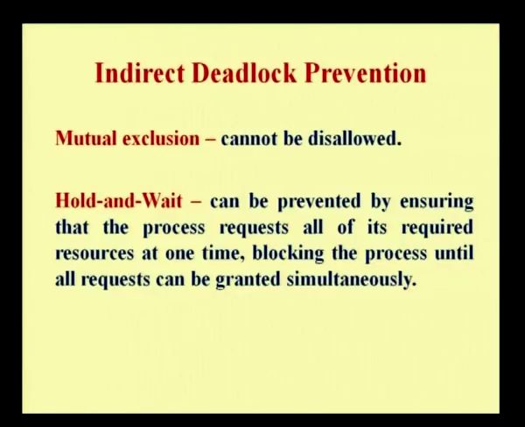Now, what is indirect deadlock prevention? How do we say that these 3 conditions come under indirect deadlock prevention? Let us see. In indirect deadlock prevention, the first point states mutual exclusion cannot be disallowed. What does it mean? It means it must be allowed. You need to allocate a resource in such a way that only one particular process will be working at one particular instance of time. So, you are going to use only one resource in one instance of time.